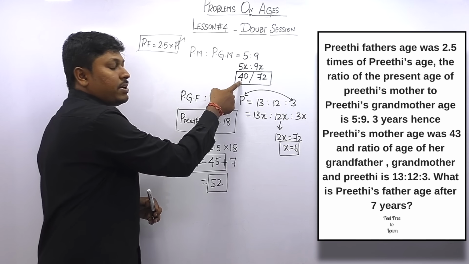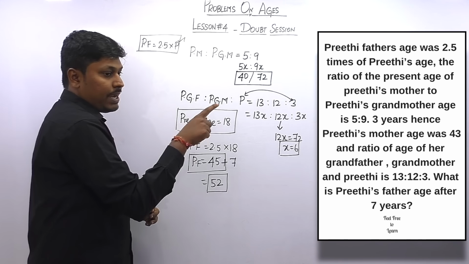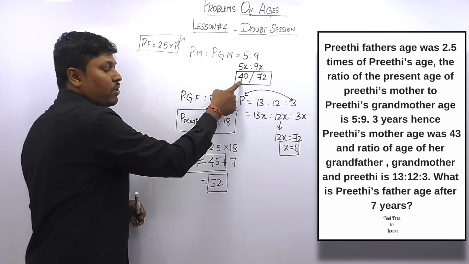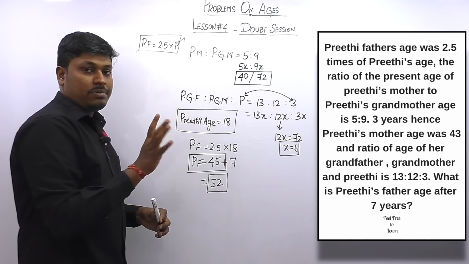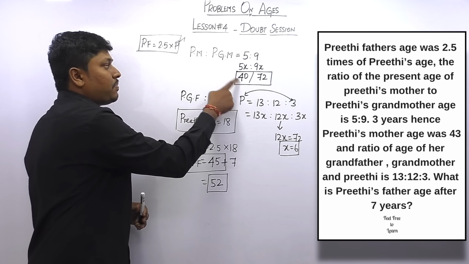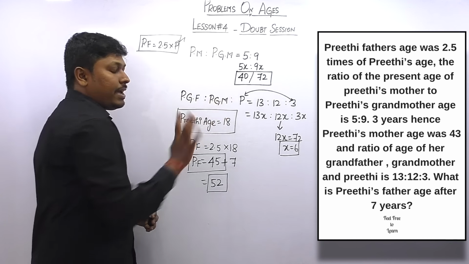If 5x is equal to 40, then definitely x is equal to 8. If x is equal to 8, then Preeti's mother will be 5x, that is 40, and 9x will be 72. So finally, by using the second point, we have found that Preeti's mother's age is 40 and Preeti's grandmother's age is 72.